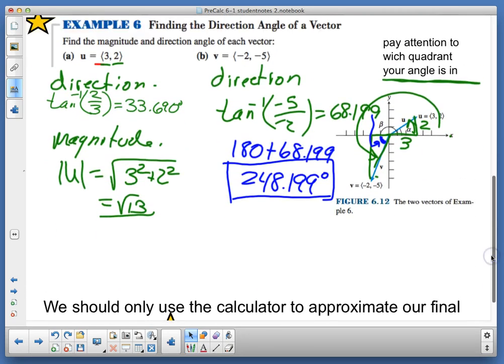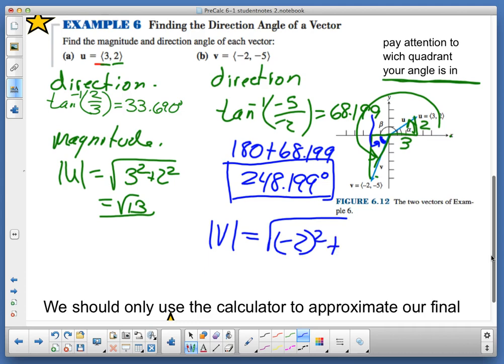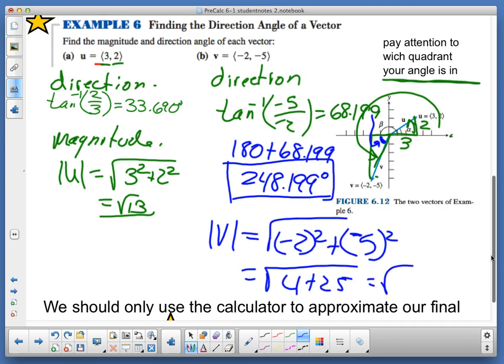Now, I still got to do magnitude here. So my absolute value of v is equal to negative 2 squared plus negative 5 squared as we get through there. And this is 4 plus 25, so it's equal to the square root of 29. So those two pieces of information I need to be able to get from that. Any other follow-ups with that?